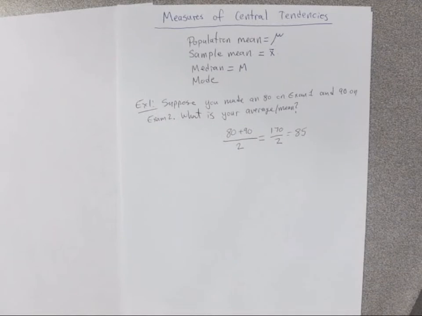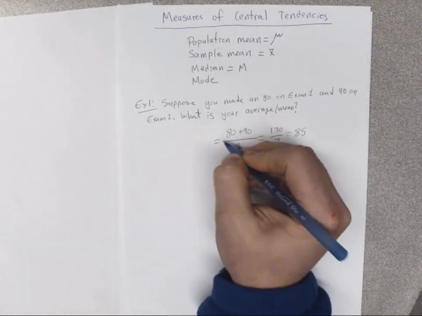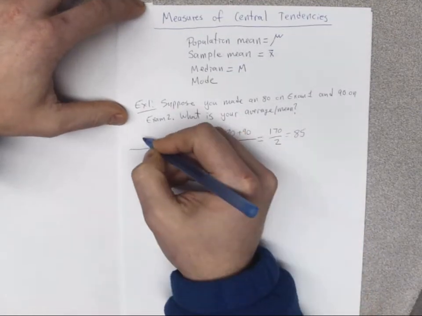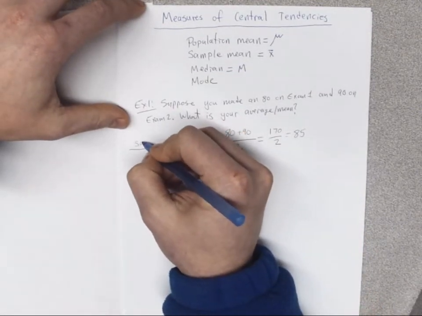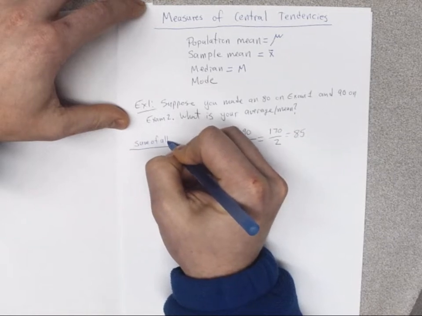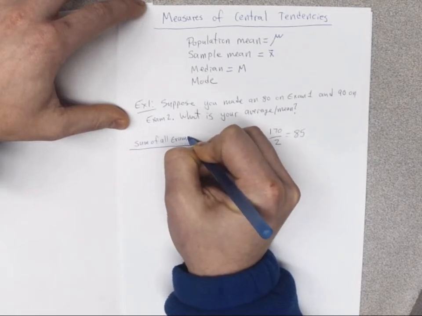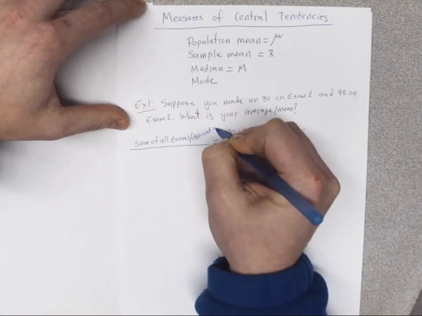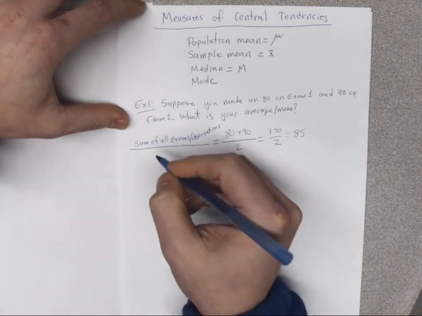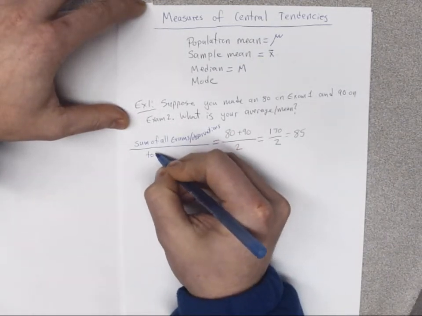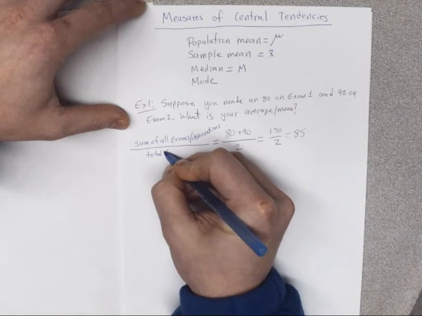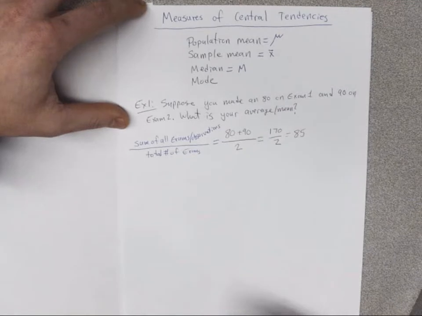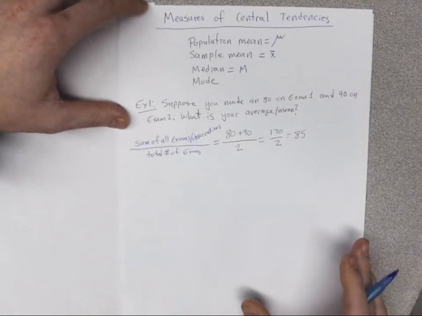So what did I do here? If I were to write it in words, what did I do? So on the top, it's the sum of all exams. And here I'm going to say / observations because it's not always going to be exams. So more general observations. And then the bottom is the total number of exams or observations. Total number of exams. Okay? So that's what we're doing when we're doing this.